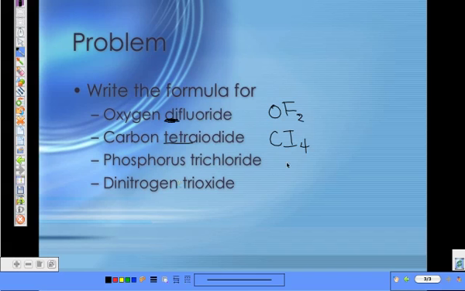Phosphorus trichloride. And dinitrogen trioxide. Very good. So questions on the molecular compounds?